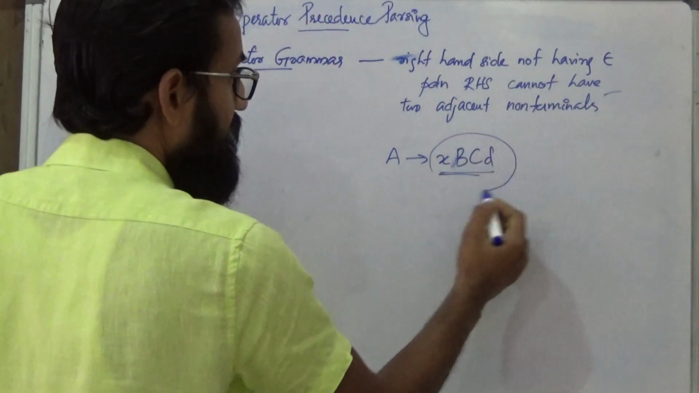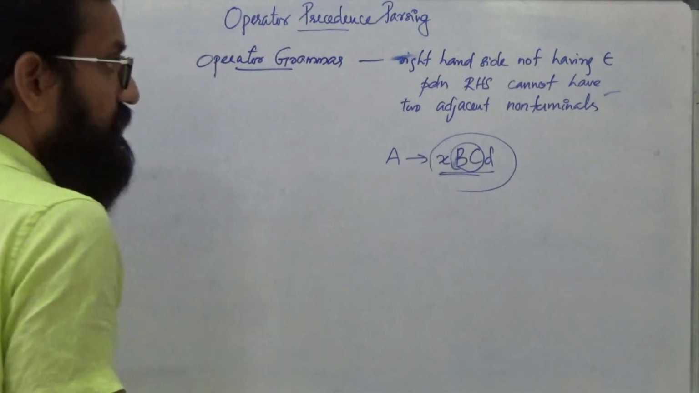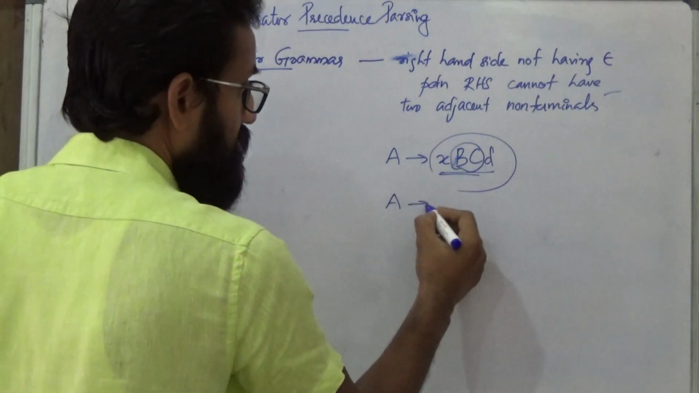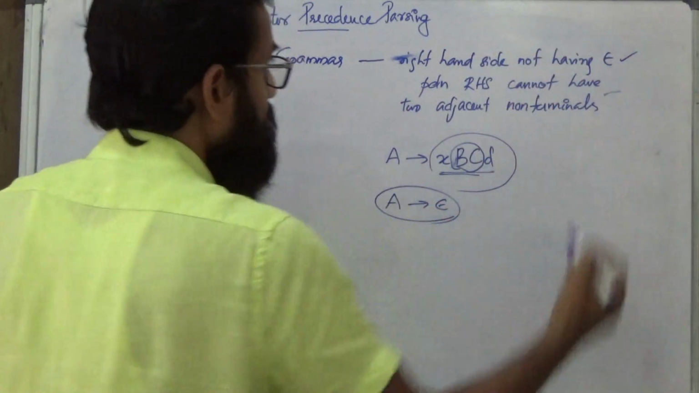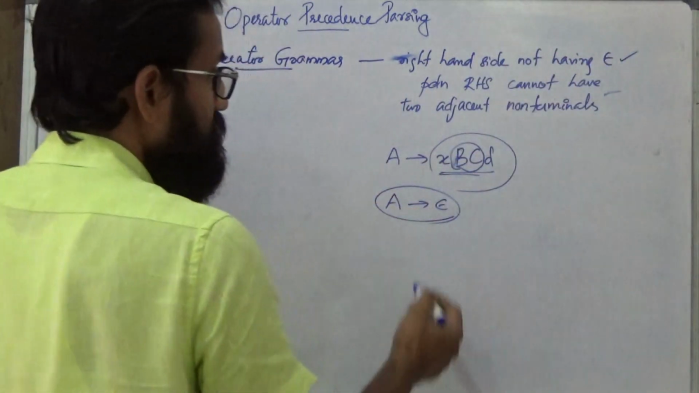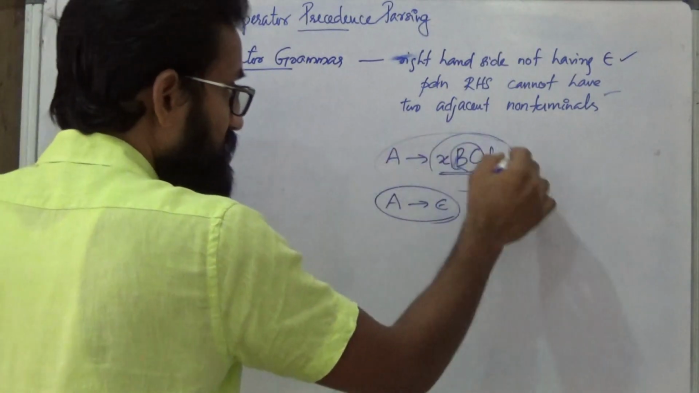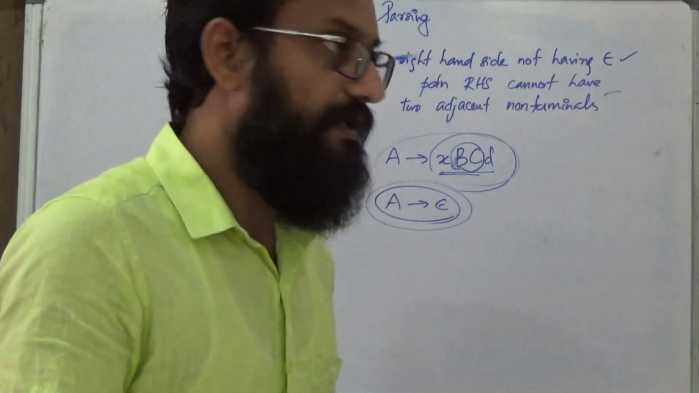The right hand side is having two adjacent non-terminals. And again, if I am having a grammar with production A giving epsilon, this fails to satisfy the first condition. So if you are having a grammar with a production of this form or this form, then you cannot call that grammar an operator grammar.